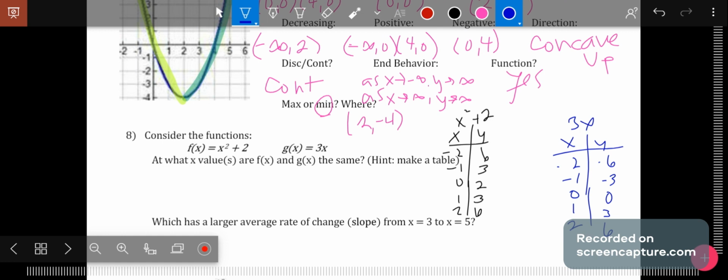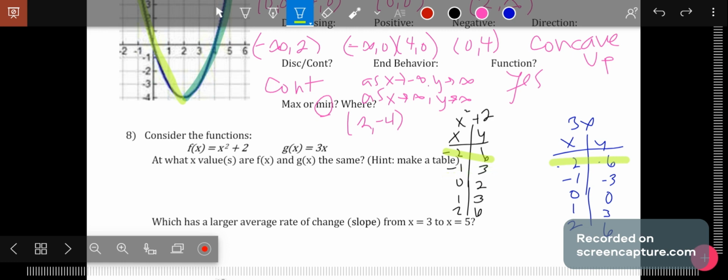So for what x values are f of x and g of x the same? So we're just looking for the exact same values in the chart. And we can see that there's 2 points where these things are the exact same. We have -2, 6, -2, 6. We have -1, 3. Oh, that's not the same.